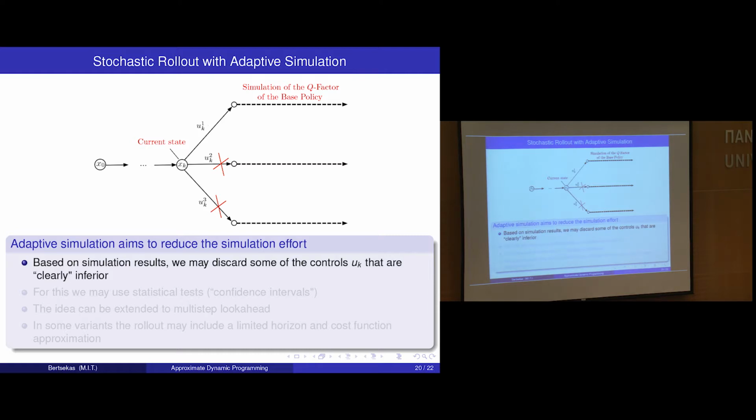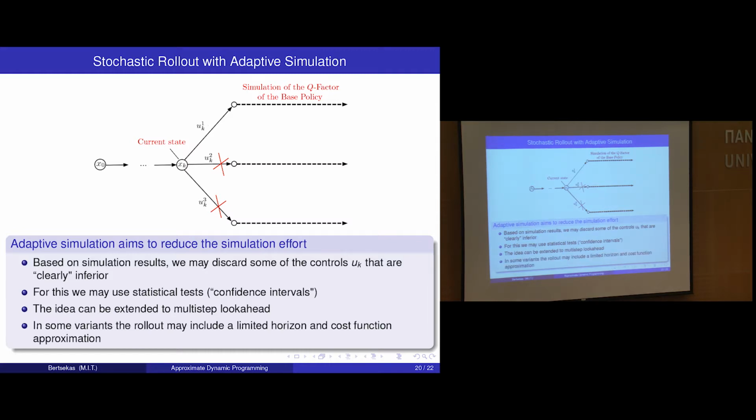Adaptive in the sense that the amount of simulation you do depends on the results. There is a theory around this technique, and using various forms of confidence intervals, you can decide when to discard some of the controls. There are also versions of this that extend that for multi-step look ahead.